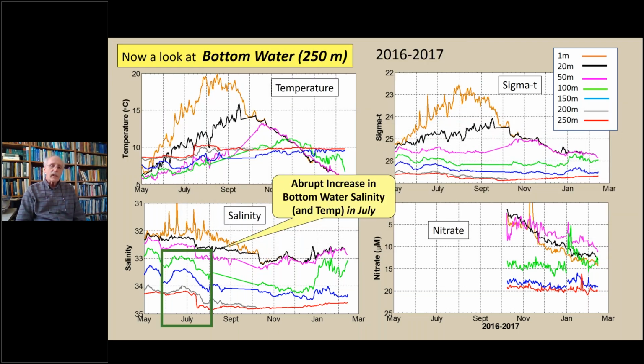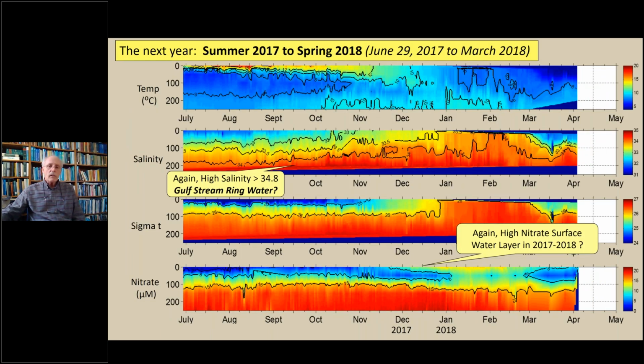So now we look at the bottom water for that same overwintering period, 2016, 2017, and I've put here in a green square this phenomenon where we see this abrupt increase in bottom water salinity and temperature in July that year. And again, plotting the data as just shown to you earlier for the previous year with these cross sections.